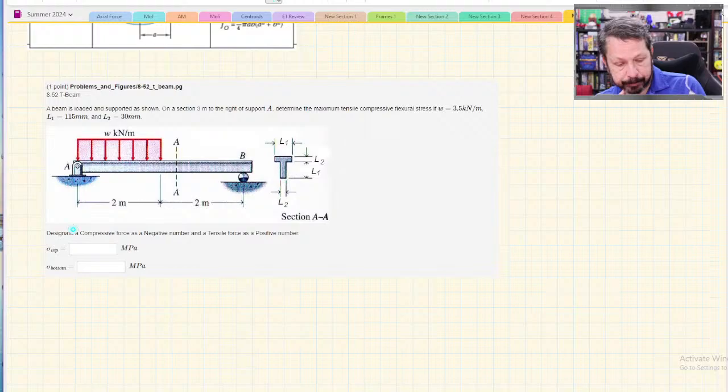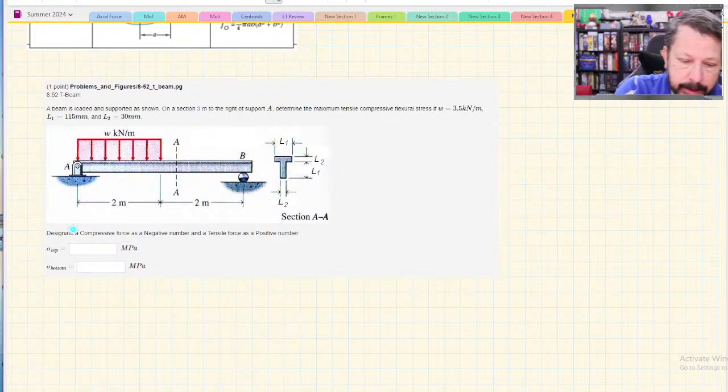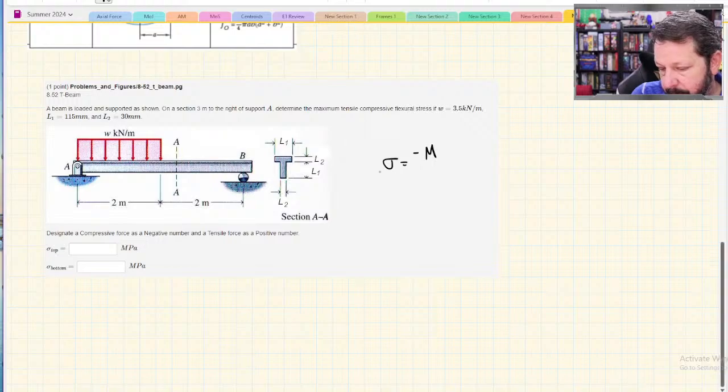And they show us the cross section looks like a T. And we do have some standard T-beam shapes, but this is not one of those. This one is kind of, I guess we made it ourselves, custom made T-beam. And we want to solve sigma equals negative M times y over I. We want to solve that equation.